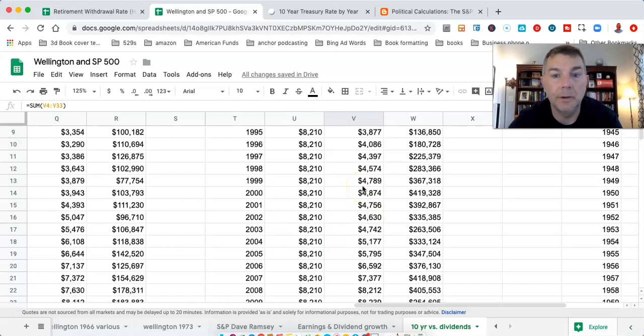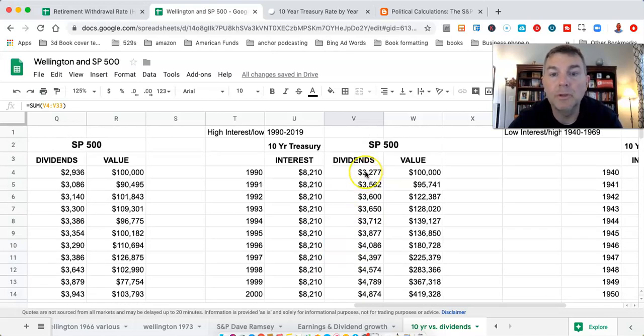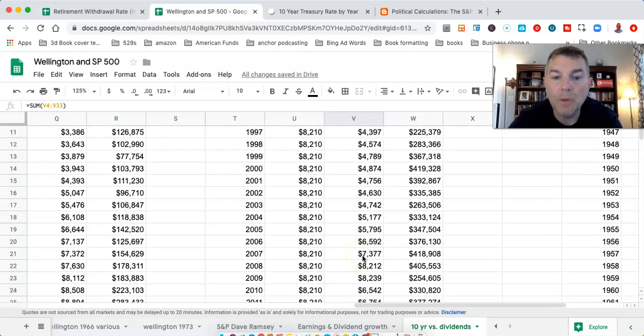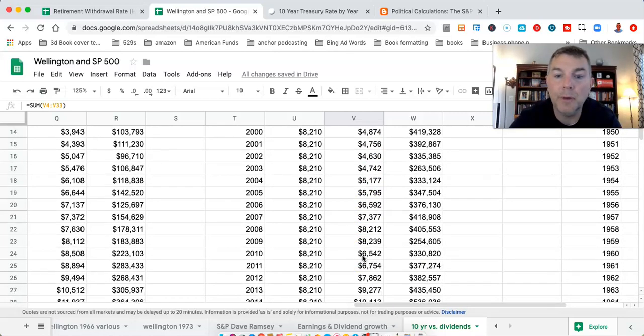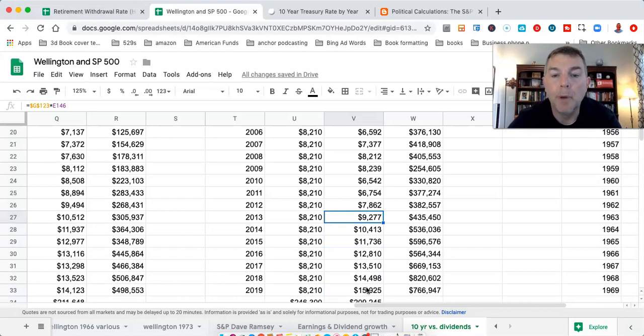That's it. I mean, you were literally starting at $3,277. You don't approach that of the 10-year Treasury until right there, 2013. It took you 23 years before you got on par with the 10-year Treasury in terms of the income you're receiving. But now we're getting $16,000 of income off the dividends, and you're only getting $8,210 off the 10-year Treasury, but you're not getting $8,210 now because that bond has matured, and now you're getting 0.9.